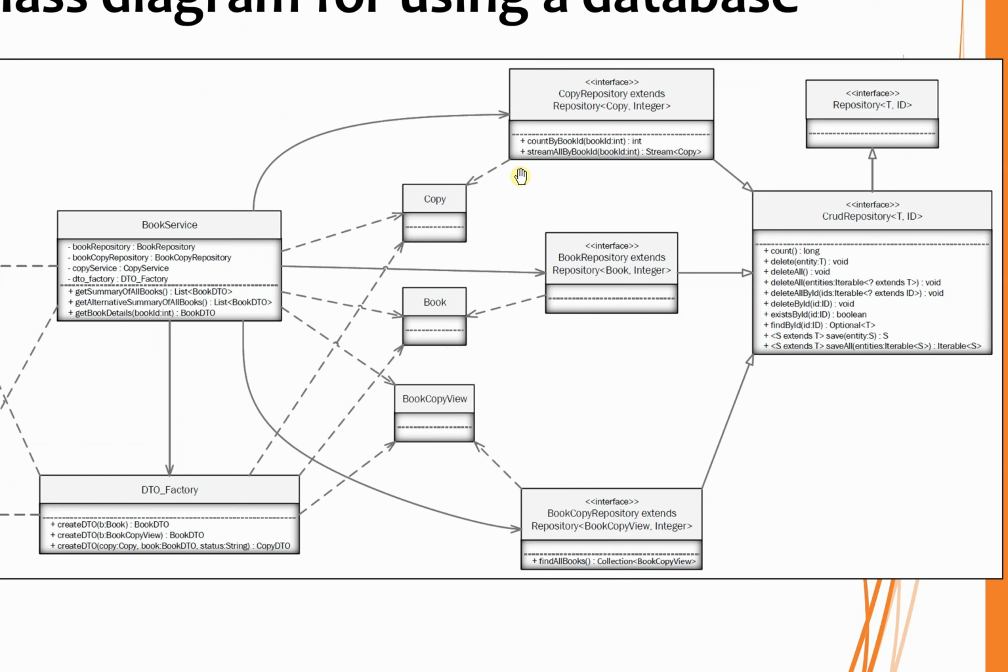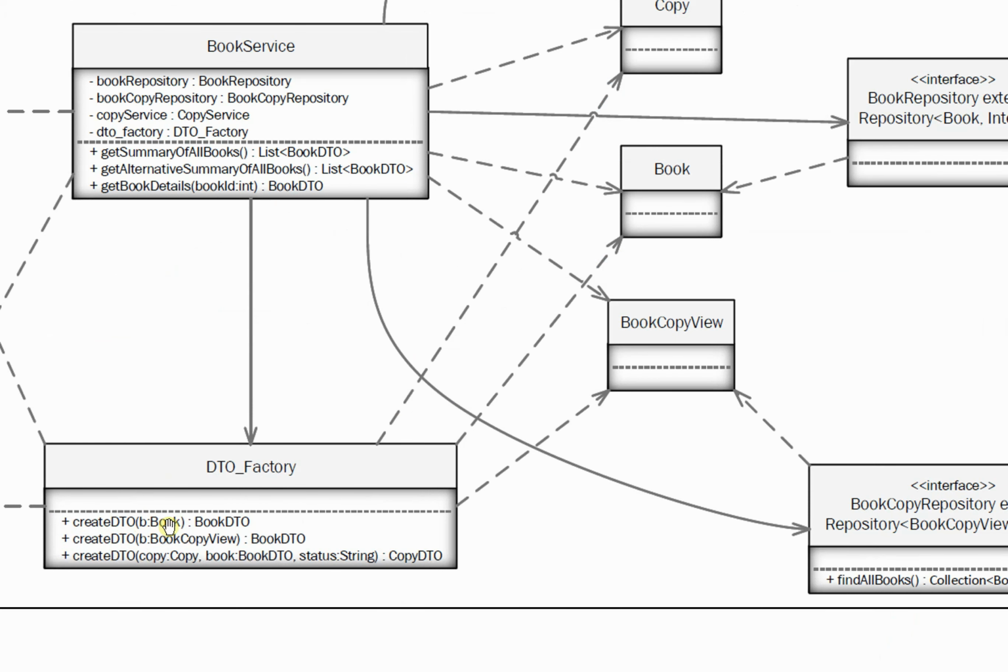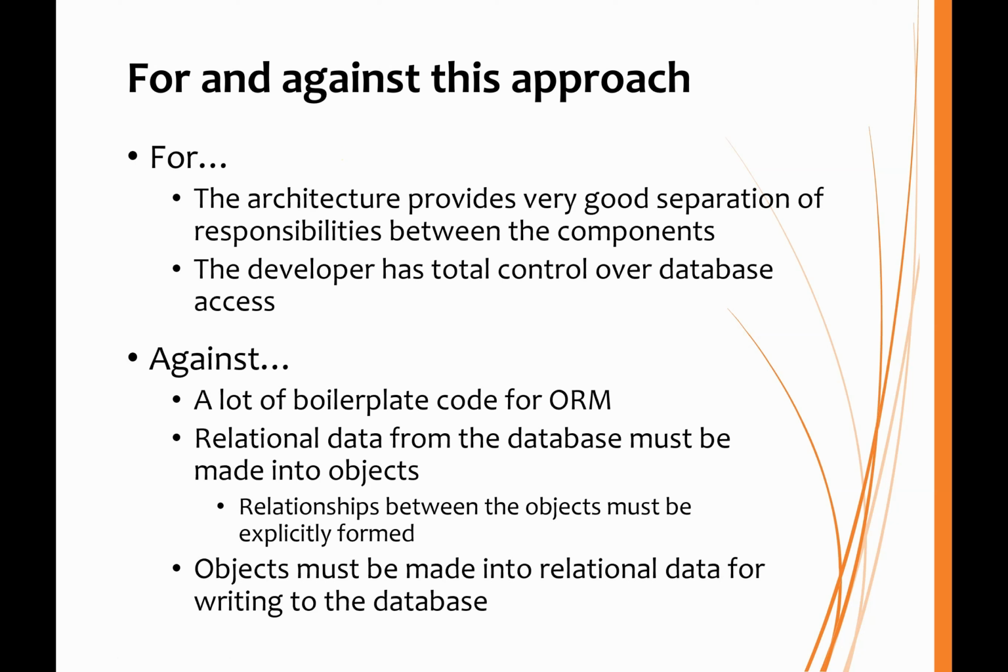So the separation of responsibilities is very clear. The repositories interact directly with the database, either using JDBC template, or if we're using CRUD repository, some other mechanism in the background. And they produce these entity objects, which are then passed back for use in the methods of the book service. And then the book service can use the DTO factory to convert from the entity objects to the DTO objects. And it's those DTO objects that are returned to the controller. Now, this is a good architecture. It provides a very good separation of responsibilities between the components.